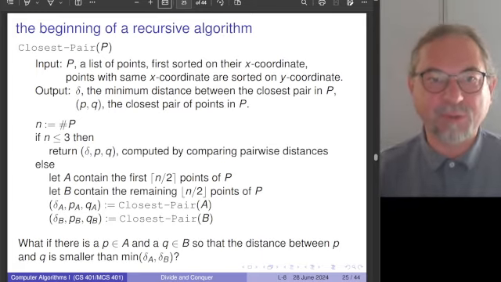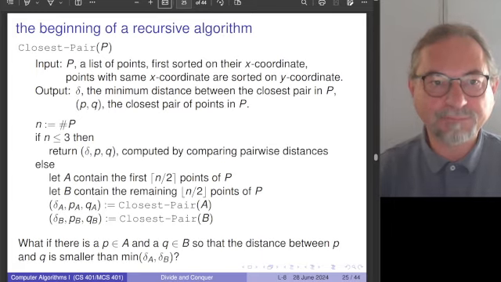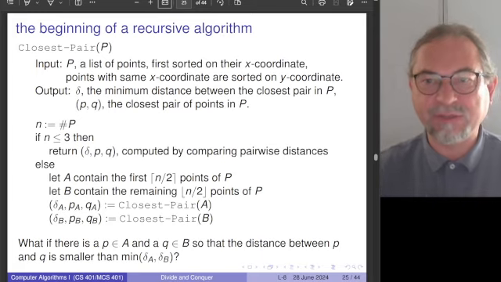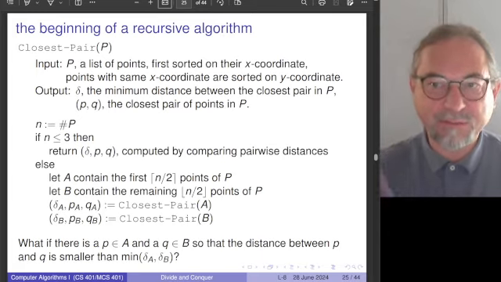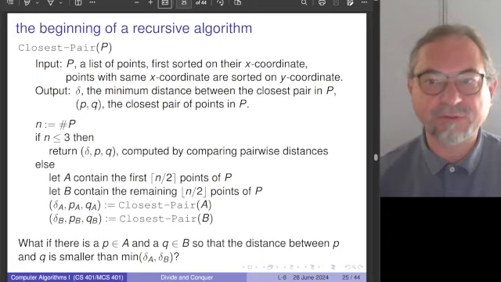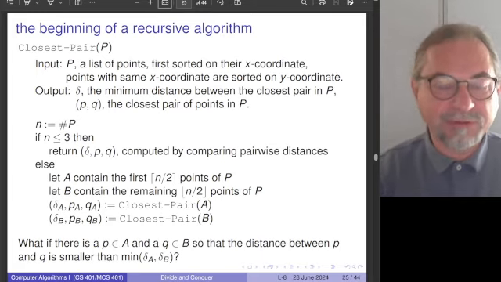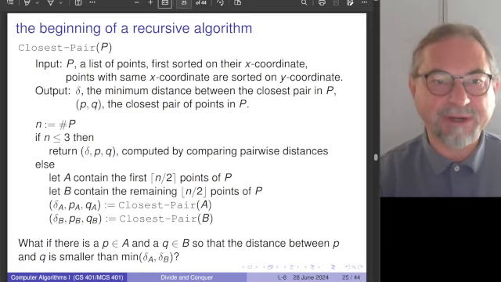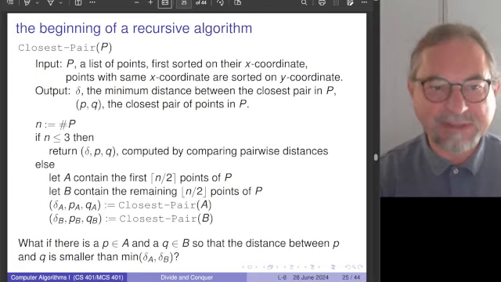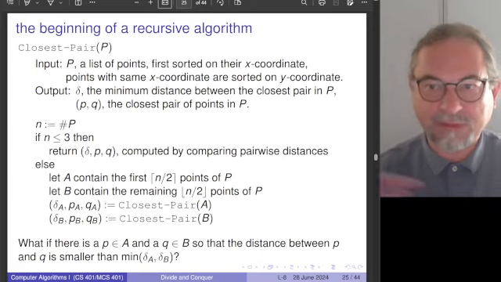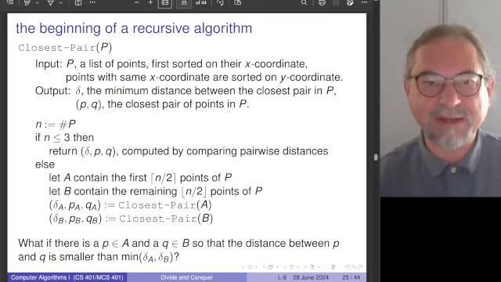So we state the problem again. We sort the points. If there are 2 points with the same x-coordinates, then we use the y-coordinate to break the tie. Either the highest point comes first or the lowest point comes first. It doesn't matter which convention. We output the minimum distance between the closest pair. So in the base case, if we have 3 or fewer points, then we compare the pairs. It doesn't really matter then.